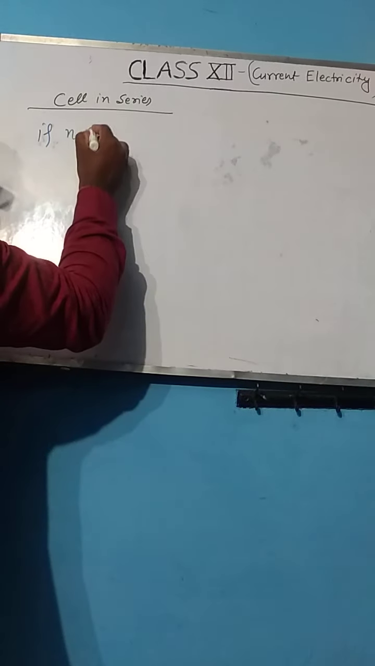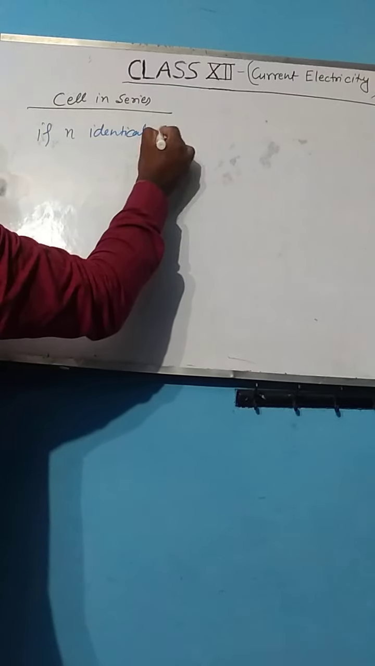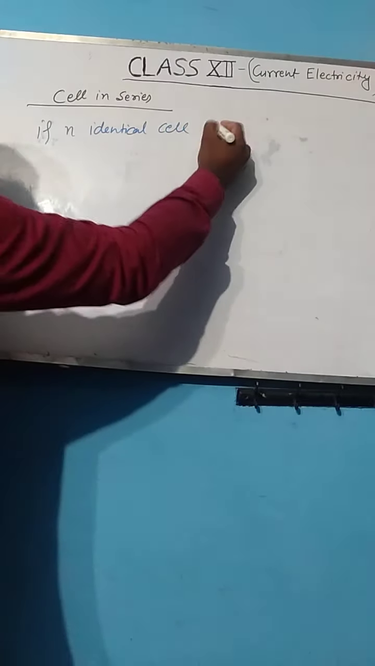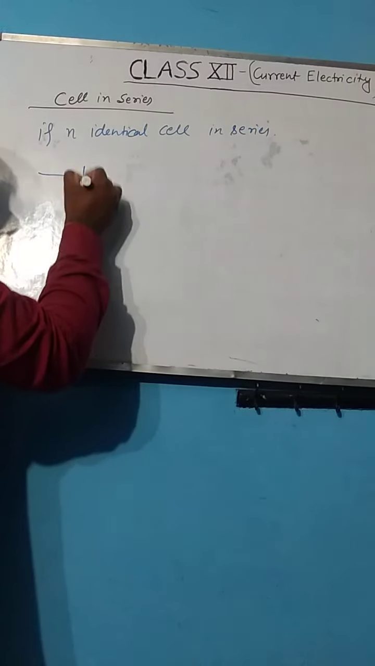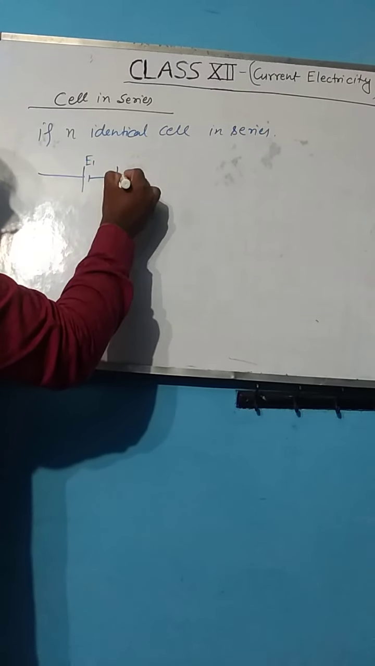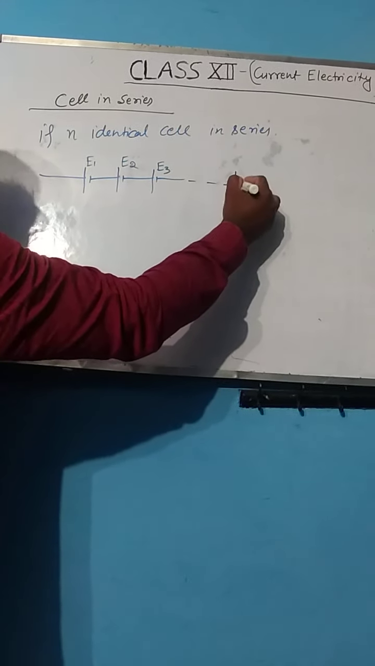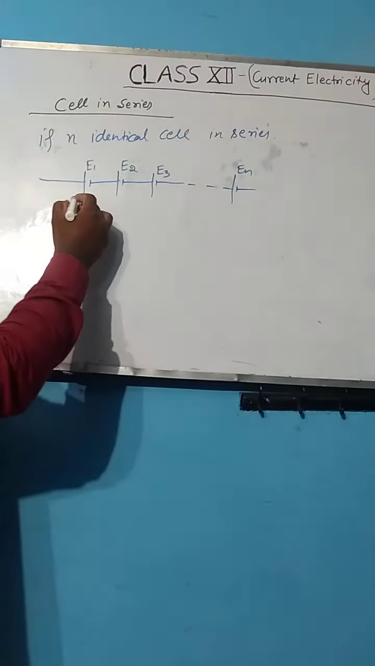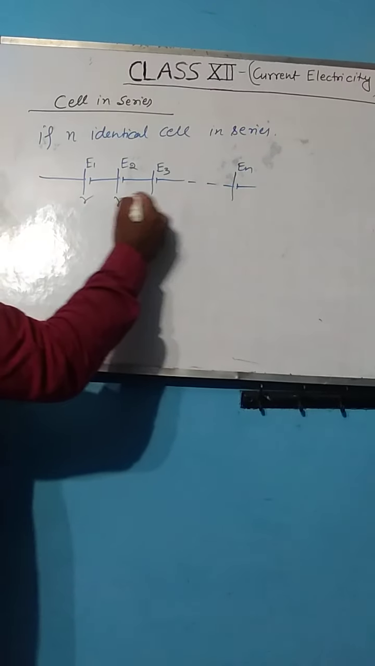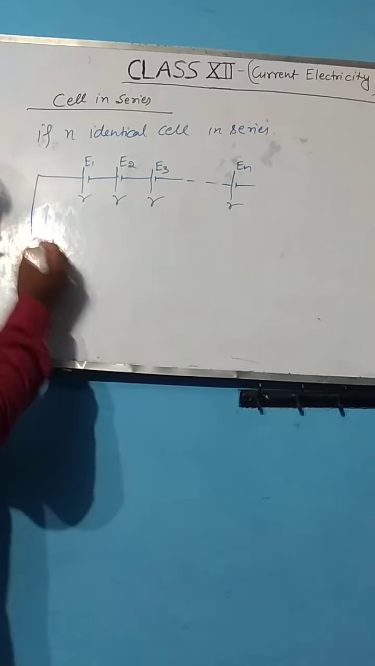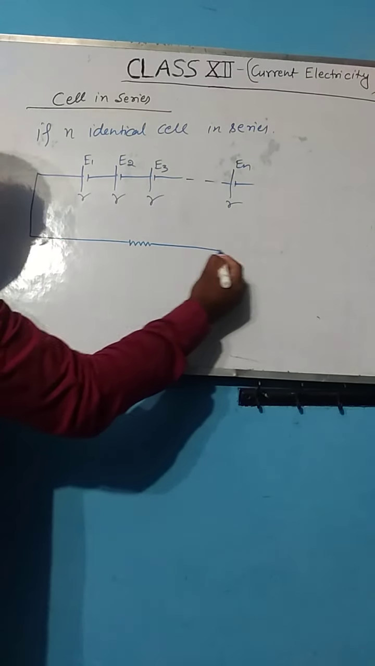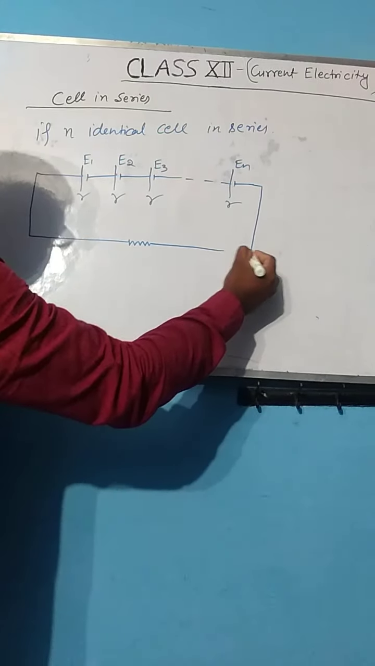When n identical cells are in series, the diagram will be represented by E1, E2, E3, up to En, and each has internal resistance r, and this is connected by the external resistance R, and current I is flowing.